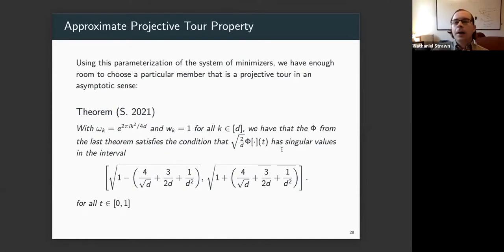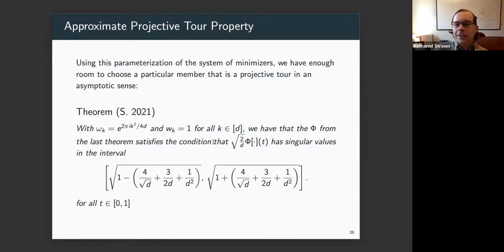Okay, so there is one way that I've found where you can pick the omega k's so that you get yet another nice thing happening. The idea is that you're going to use these omega k's, which are quadratic phase shifts. So omega k is going to be e to the 2 pi i k squared over 4t, and wk is just equal to 1. Well, if you choose these omega k's, you will also have that if you scale your time slices appropriately, the singular values are in this interval, square root of 1 minus something that's big O of 1 over square root t.